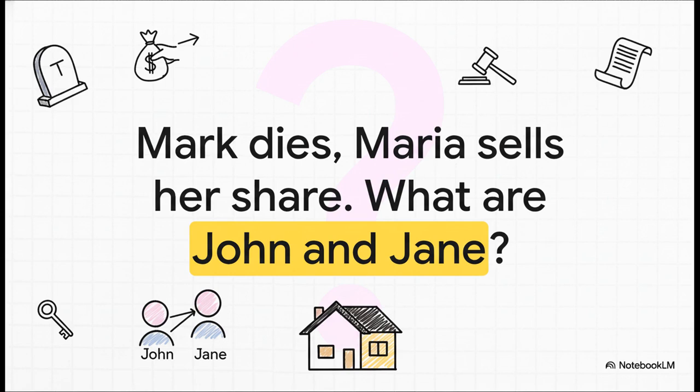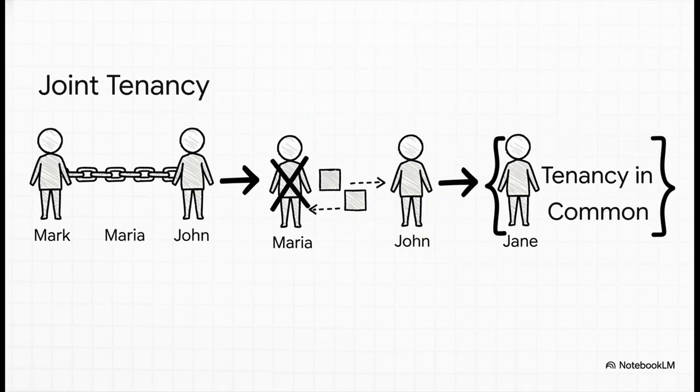Okay, next flashcard. This one's all about ownership structure. We're starting with a joint tenancy, right? But then two big things happen. Someone passes away, and then someone else sells their share. So how do those two events totally change the relationship between the owners who are left? They become tenants in common.